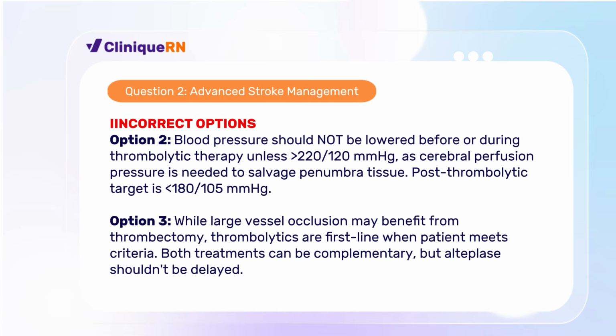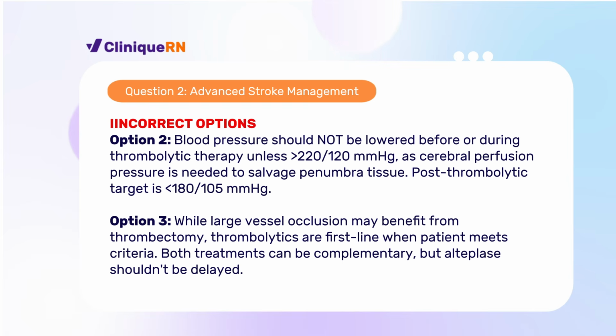Why are other options incorrect? Option 2. Blood pressure should not be lowered before or during thrombolytic therapy unless greater than 220 over 120 millimeters of mercury, as cerebral perfusion pressure is needed to salvage penumbra tissue. Post-thrombolytic target is less than 180 over 105 millimeters of mercury.